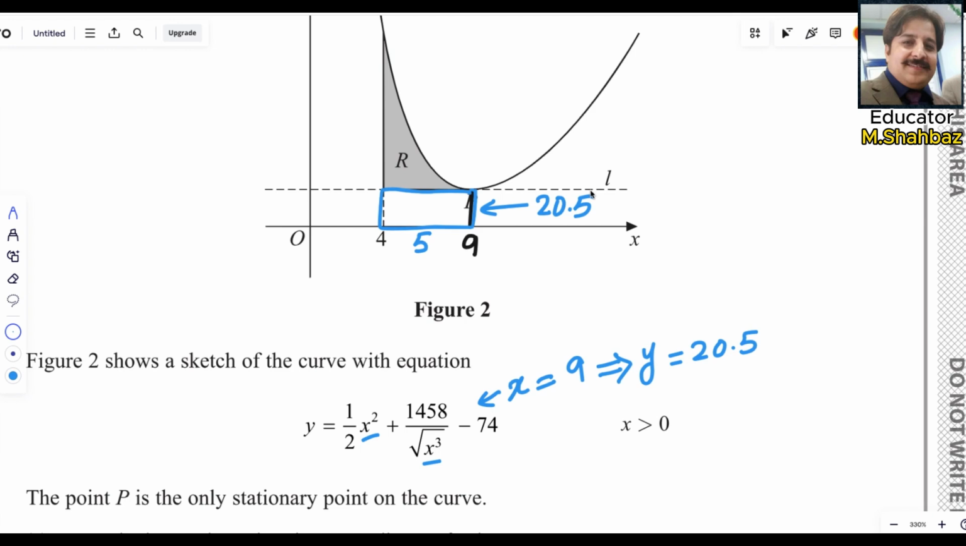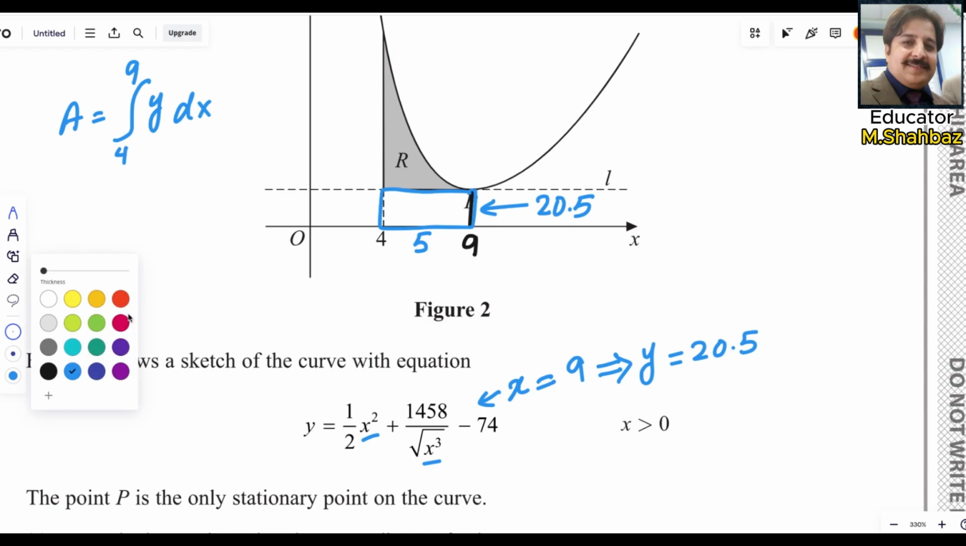Now if you remember the formula for how to find the area under the curve, this is the formula: integral of y dx. We want to find the area under the curve from 4 to 9, so we plug in 4 to 9. This area under the curve will be this part. Let me shade that. This red region, the whole region, is the area under the curve.